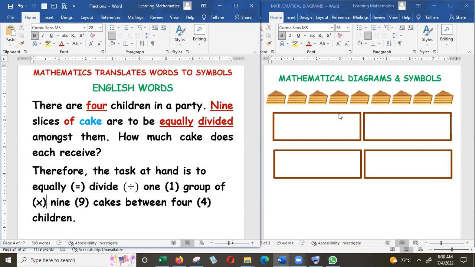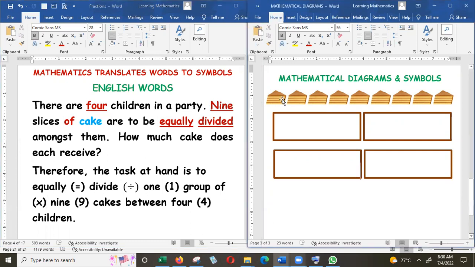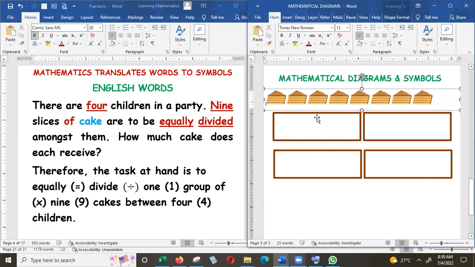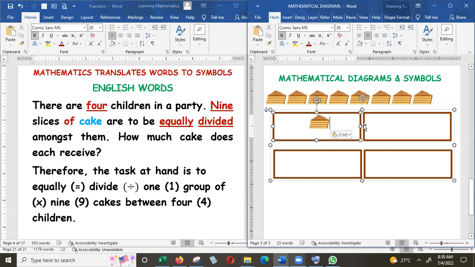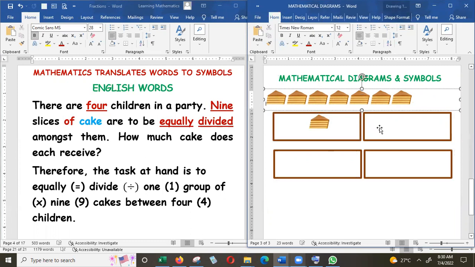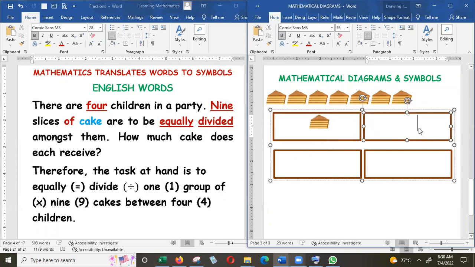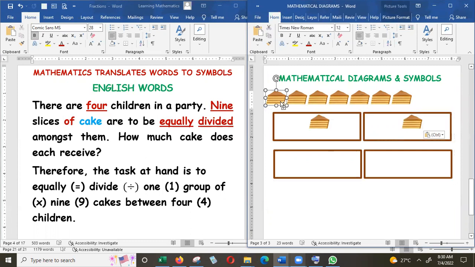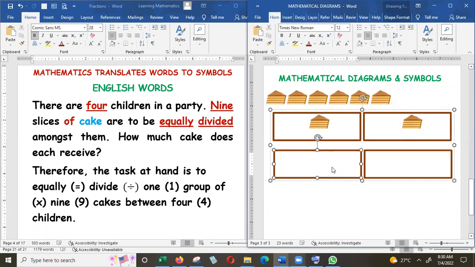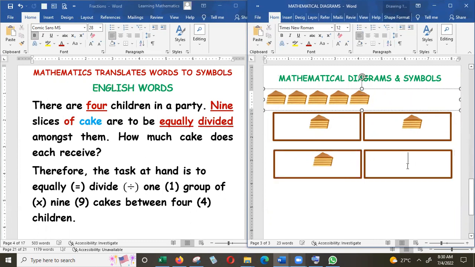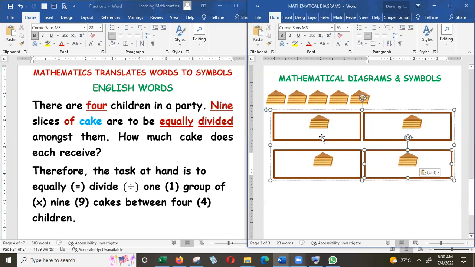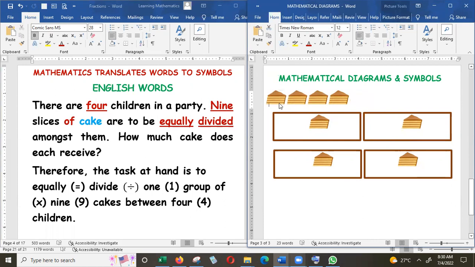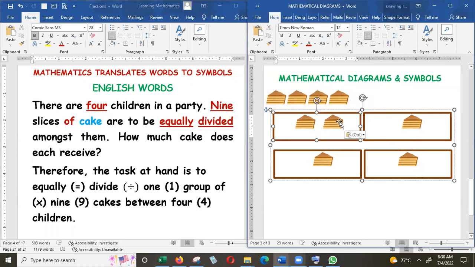So let's give each child a cake, because we want to equally share the 9 cakes amongst the 4 children. At first attempt, let's give each child a cake. The first gets 1, the second gets 1, the third gets 1, and the fourth gets 1. So each of the 4 children has 1 cake, so that's 4 cakes shared already. 9 minus 4 is 5, so you have 5 more cakes remaining. This process can be repeated because you can get 4 out of 5.